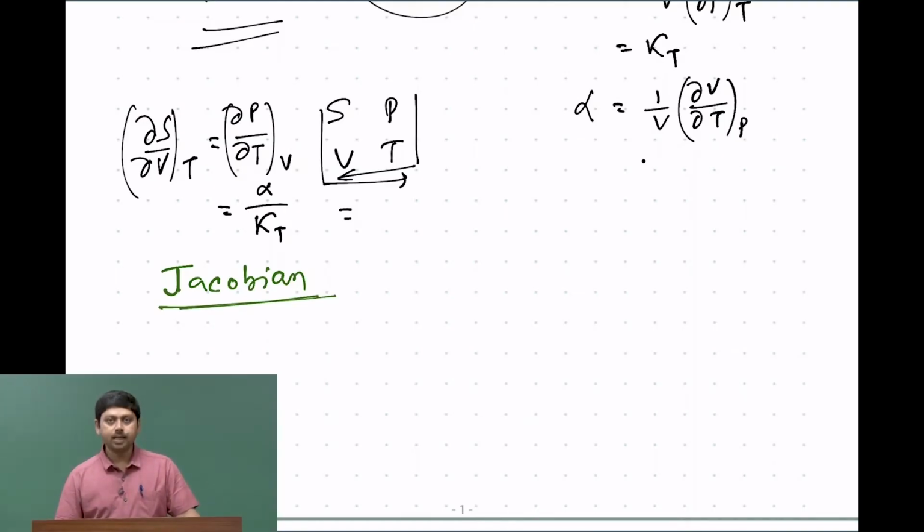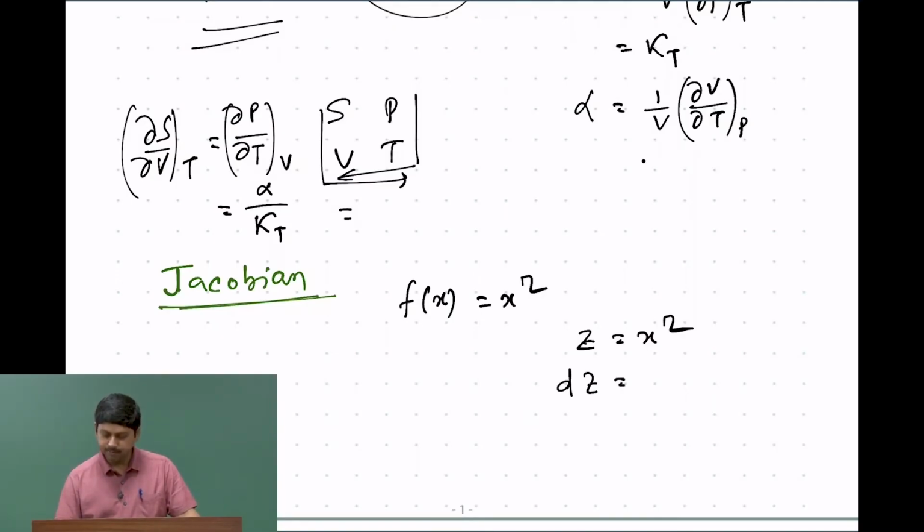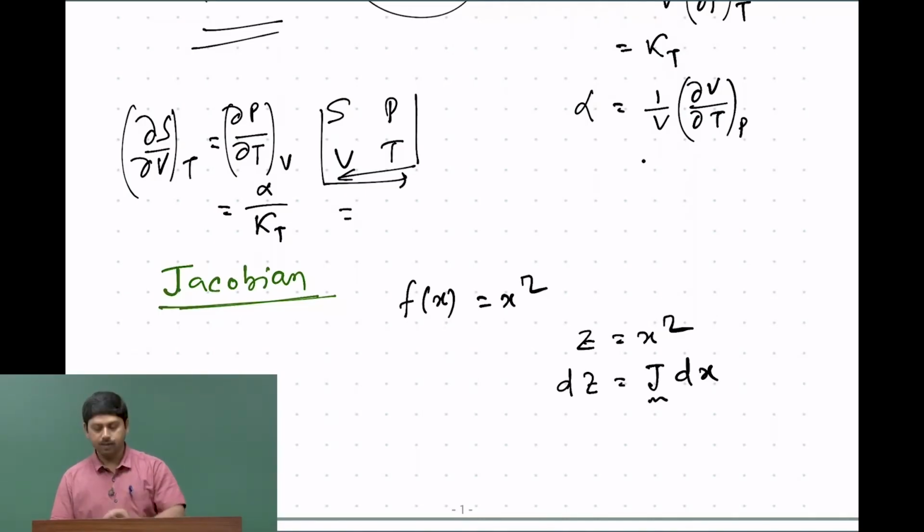Jacobian is something that changes the variable from one to another. For example, f x is x square, and I want to convert it to another function of z. So, I want to change x to z. So, let us say I write z as x square. In that case, if I take the derivative of z, I will write that dz as J, the Jacobian, into dx. So, the Jacobian is the quantity that will convert one variable to another variable.